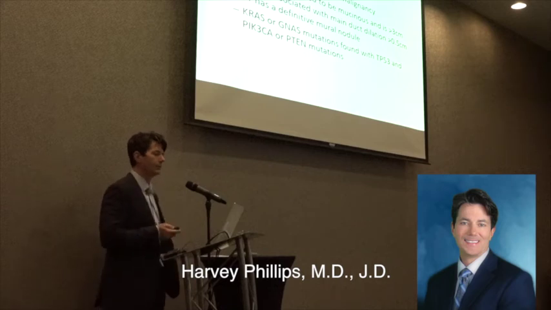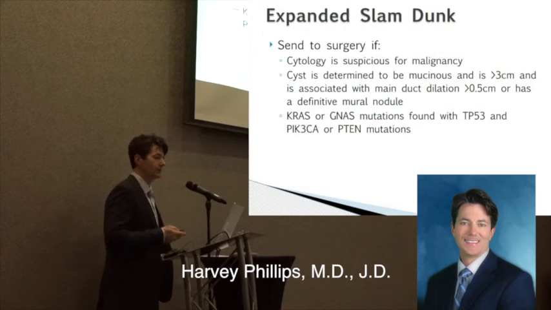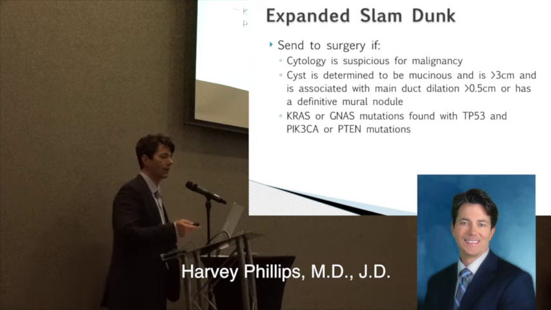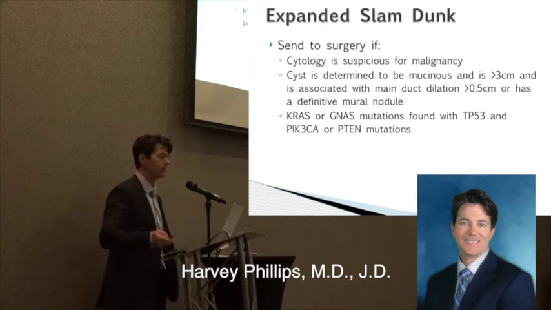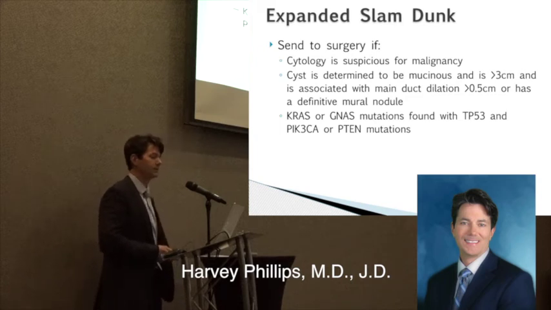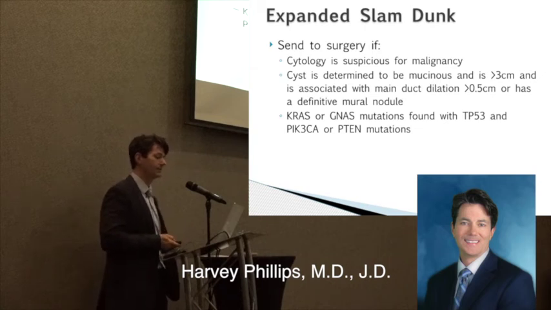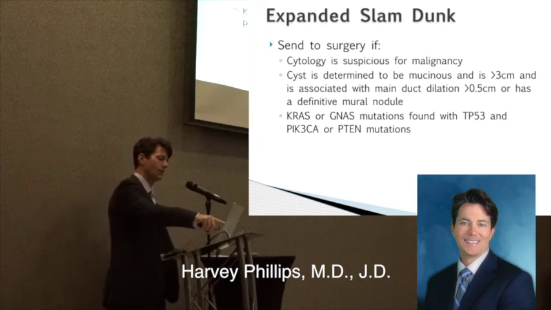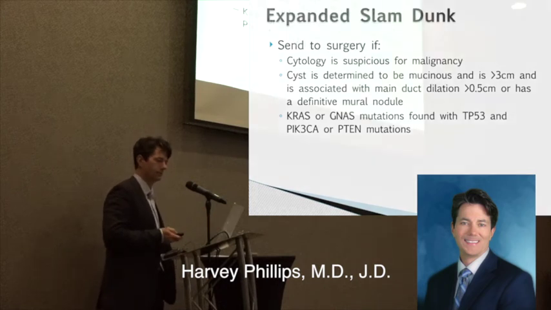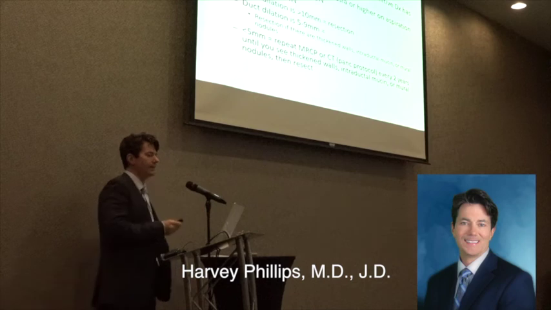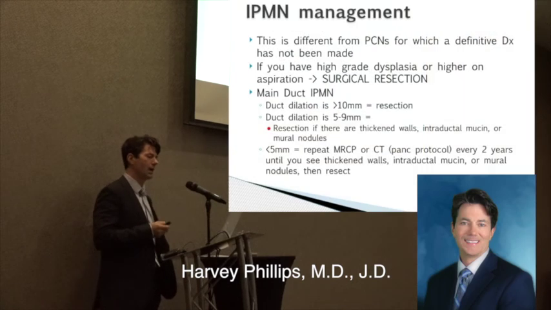Okay, so now that you have your aspiration, you can expand your slam dunk. So your expanded slam dunk includes knowledge of the cytology. So cytology says it's suspicious for malignancy, surgery. The cyst is determined to be mucinous, right? And it's greater than 3 centimeters and associated with main duct dilation greater than 0.5 centimeters or has a definite mural nodule, surgery. And then if these mutations are present with the TP53 and one of these other two, I didn't know it was a touch screen. Then again, surgery.